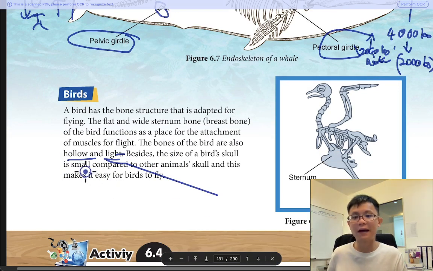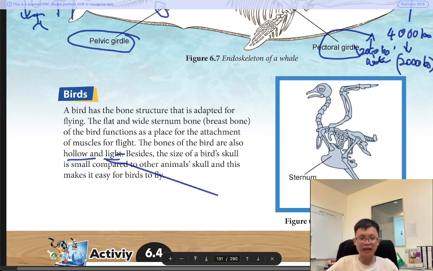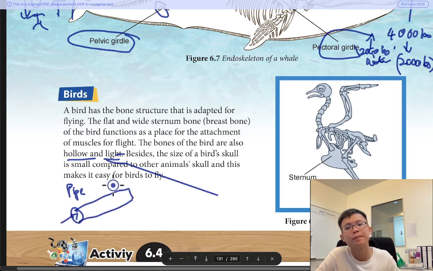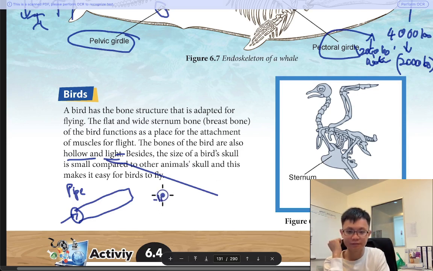Hollow and light. What do you mean by hollow? Having a hole or empty space inside. So there is a hollow, to make it lighter, just a hole. Let's say you take a pipe. The pipe inside has a hole, it is empty inside. You can blow the wind. There's a hole. So it is hollow so that it will be lighter.